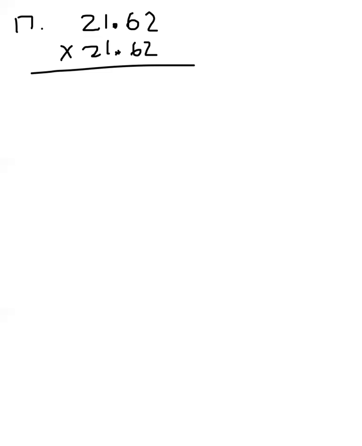So there are 2 decimals in the first value, and then there's 2 decimals in the other one. So 2 plus 2 is 4. So whenever we have our answer, we know we have to count 4 places and then put in our decimal point. So let's go ahead and multiply. 2 times 2 is 4. 2 times 6 is 12. Carry the 1. And 2 times 1 is 2, plus 1 is 3, and 2 times 2 is 4.